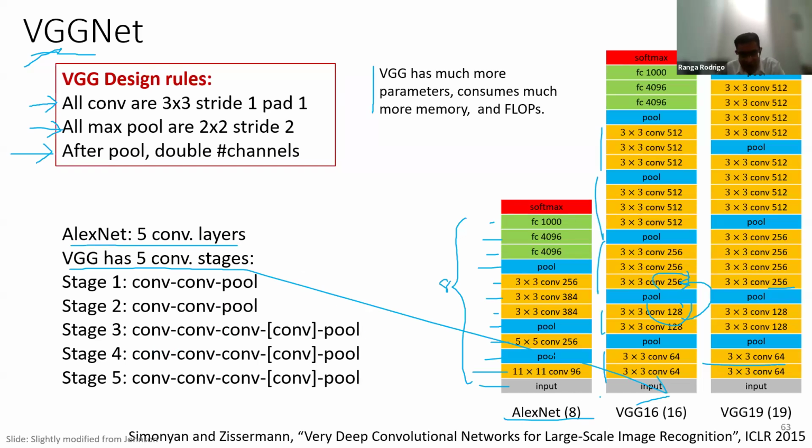Then they had 2 versions, VGG 16 and VGG 19. The difference you can see is having one more convolution layer in the 3rd stage, and one more convolution layer in the 4th stage and the 5th stage. So you can see that's what they show here. Within brackets, they show this convolution layer.